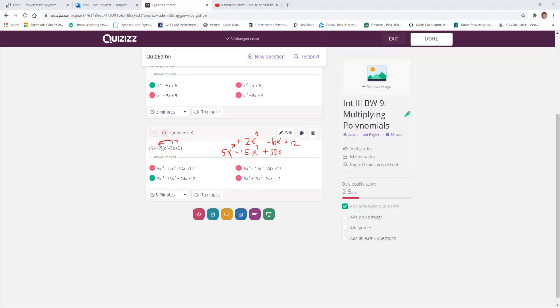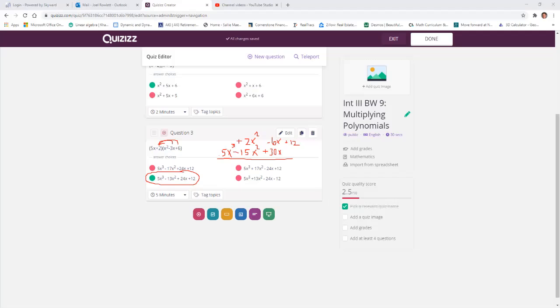And now all I have to do is just add these up. Well, in the cube column, I just have 5x cubed. And all of the answers have 5x cubed, so that doesn't really help. But if I look at the squared column, I have positive 2x squared minus 15x squared, which is negative 13x squared. Well, since this is multiple choice, I now know that this has to be the answer, but let's go ahead and finish. Let's look at the x column.